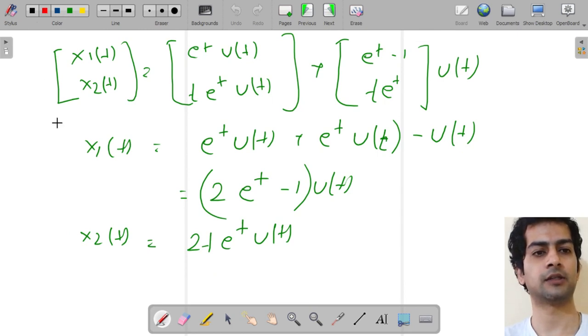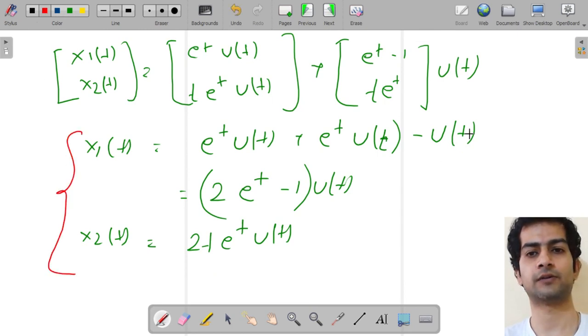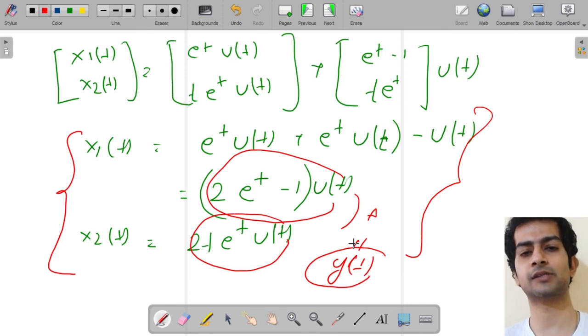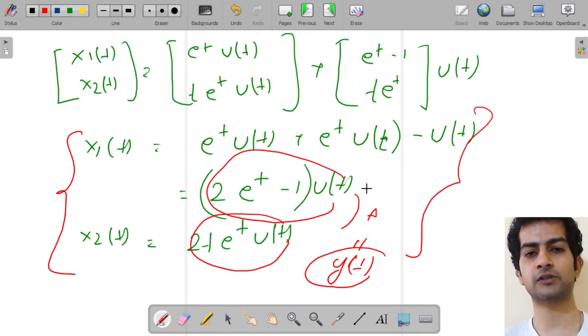So these two are our solutions of the state variables, this one and this one. Now when we add both, we will get y(t). I am not adding it. We will get the same result as we were getting in the last one. So this is the whole process.